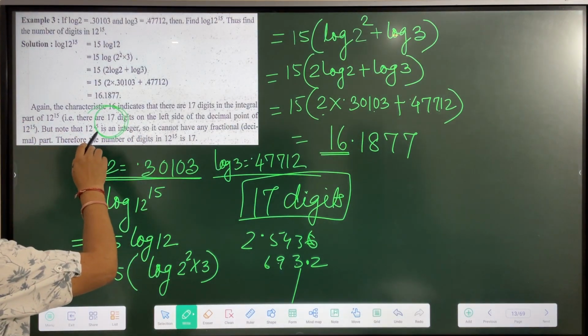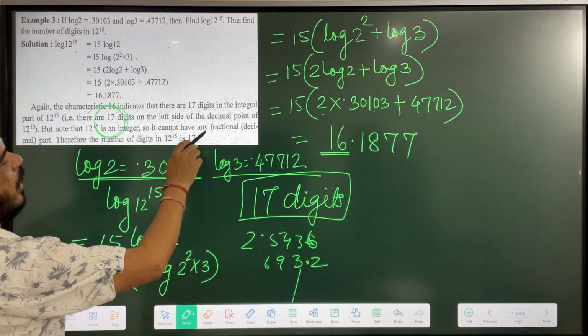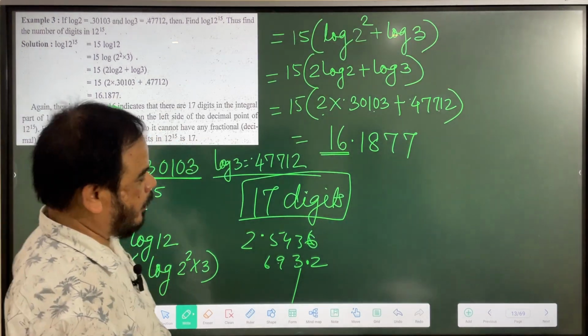But note that 12 to the 15 is an integer, so it cannot have any factor. Okay, leave this one. This is not required.